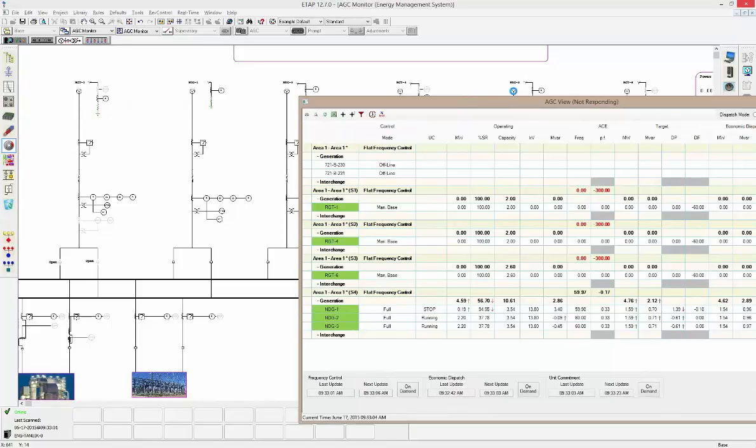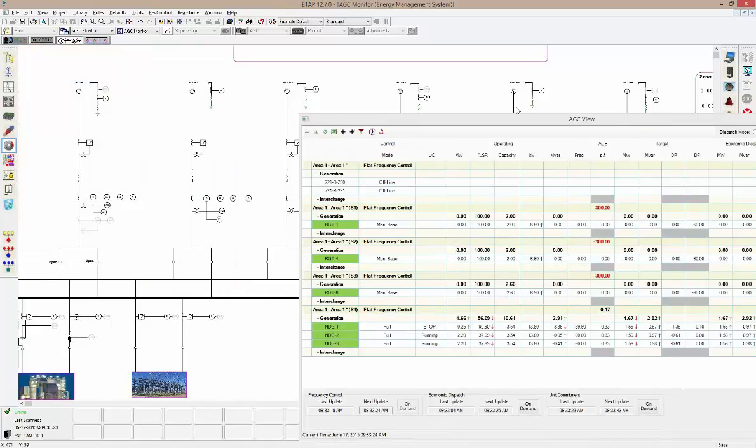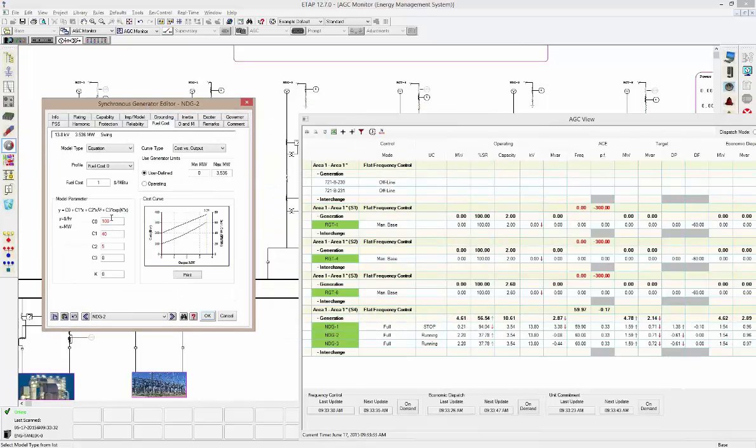Now, just for the sake of demonstration, if I was to go to one of these generators that I have in my system, and we can essentially pick, let's say, NDG2. So if I go to the properties for this generator, I can see what the fuel cost curve looks like. I'm using a polynomial equation to define the cost curve for this generator. And just for the sake of demonstration, I'll increase the fuel cost of this generator. So that's NDG2. It's currently running. The program's telling me I need to stop NDG1.